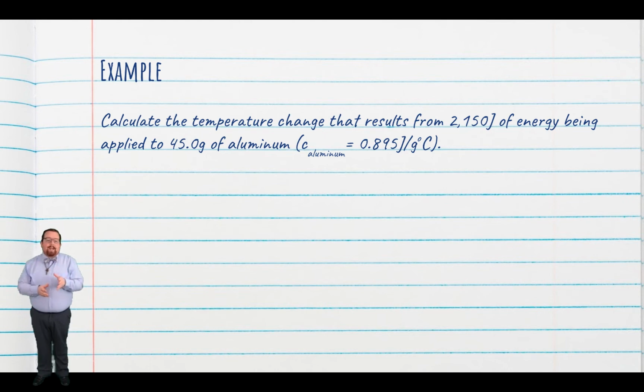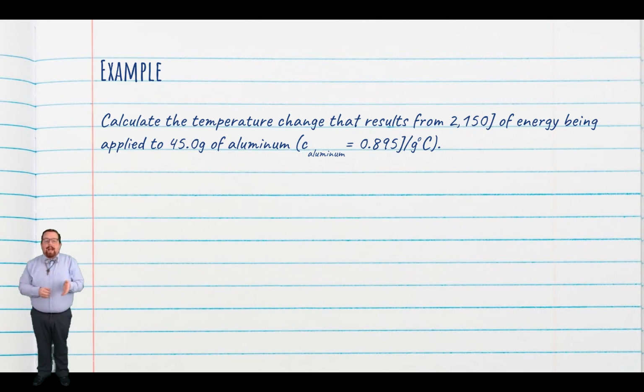This is just one example of what you might encounter when you're asked to do calculations with this equation. Keep in mind there are 3 other variables that I can and will ask you to calculate. You'll just need to know how to do the algebra well enough to solve for them. So if we wanted to know the temperature change that results from 2,150 joules of energy being applied to 45 grams of aluminum with a specific heat of 0.895 joules per gram degree Celsius, we just plug those in to solve for the change in temperature.